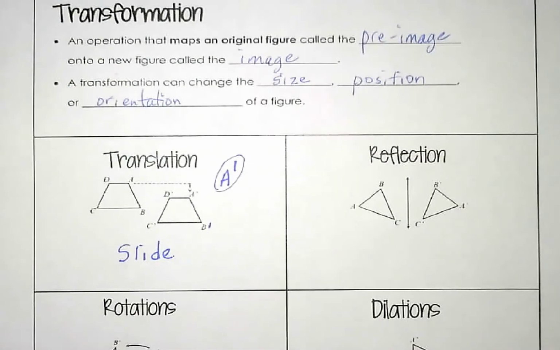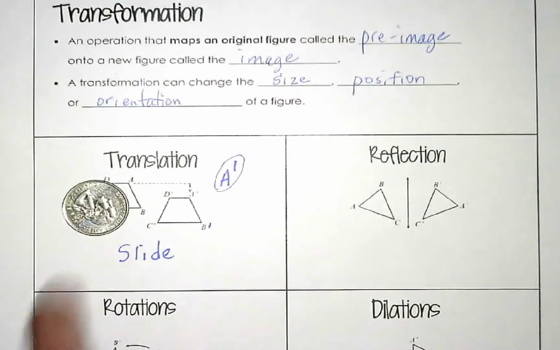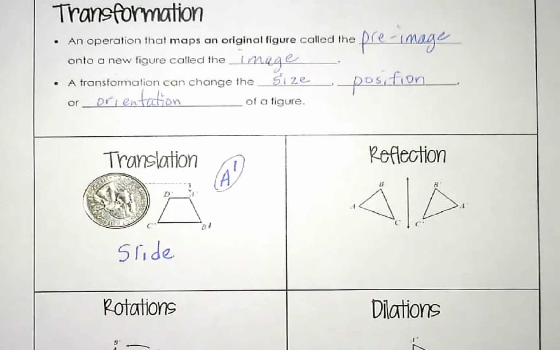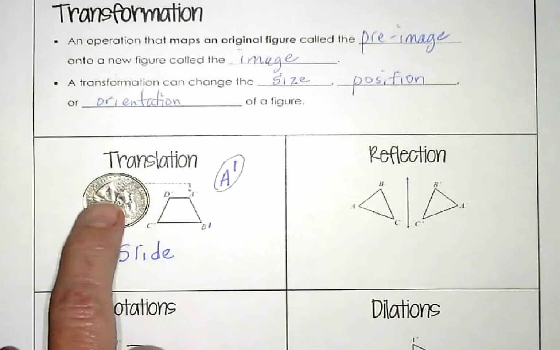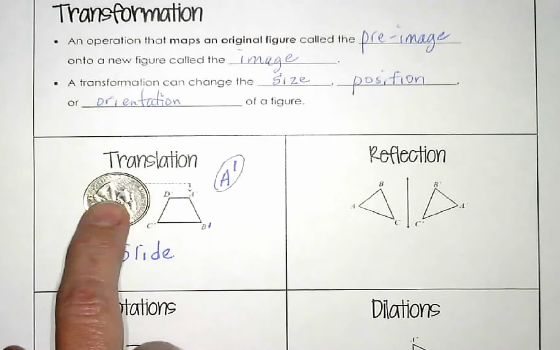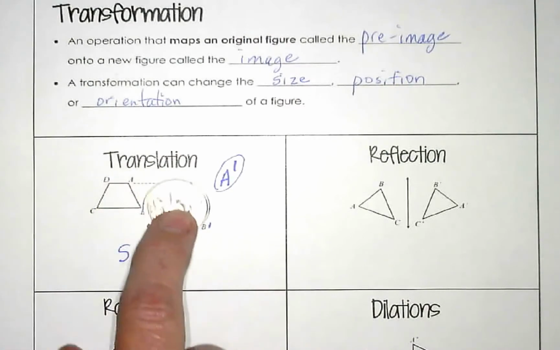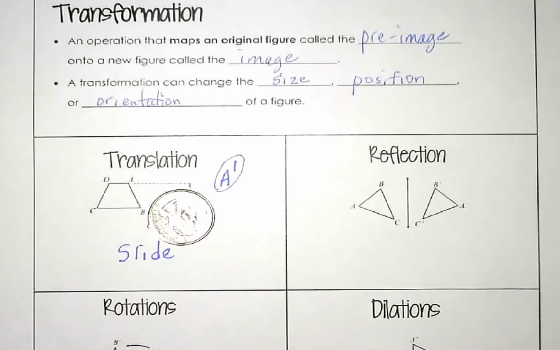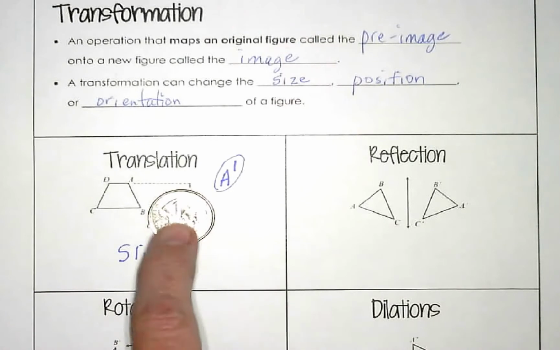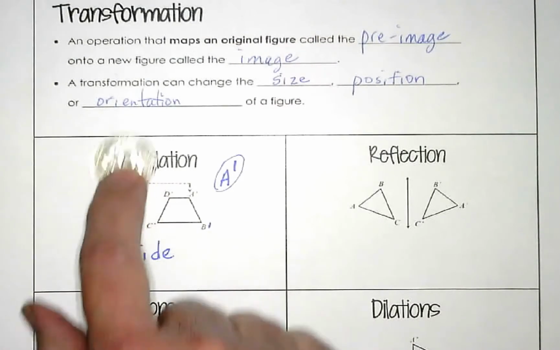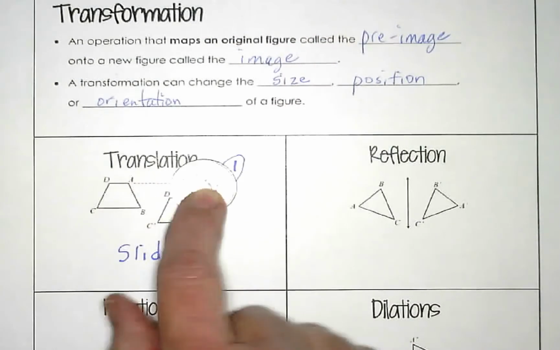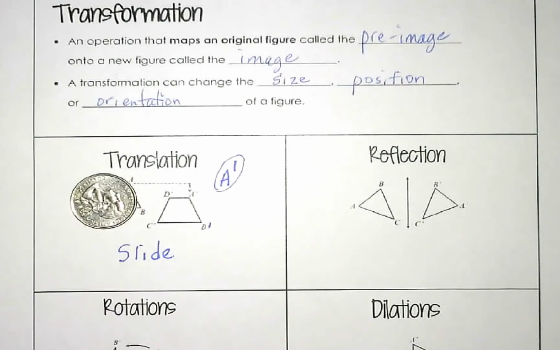Okay, but a slide is like taking a quarter, and starting here, and then we're going to just slide that quarter over and down, and now we have our quarter in a different location. Okay, that's called a translation. We're just going to slide that either up or down or left or right. We're going to slide it somewhere else on the graph or on the paper.